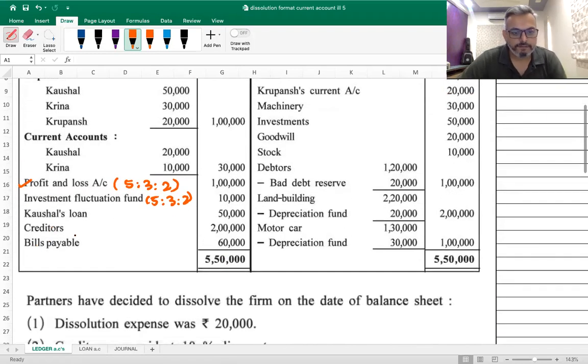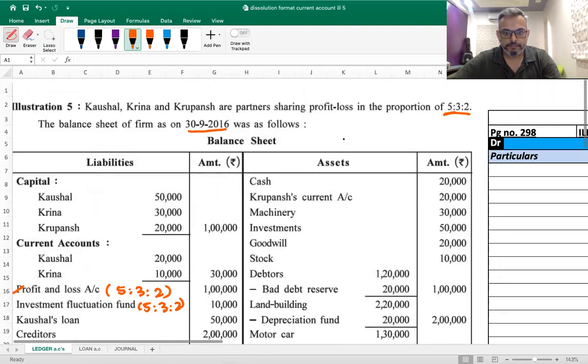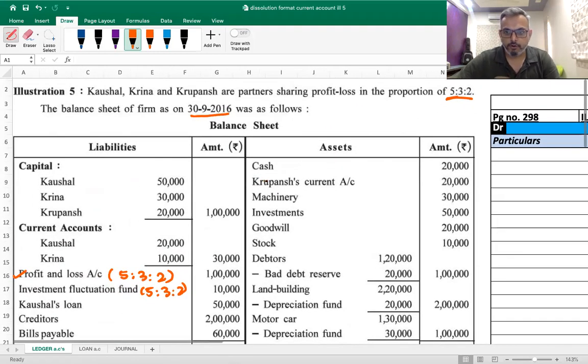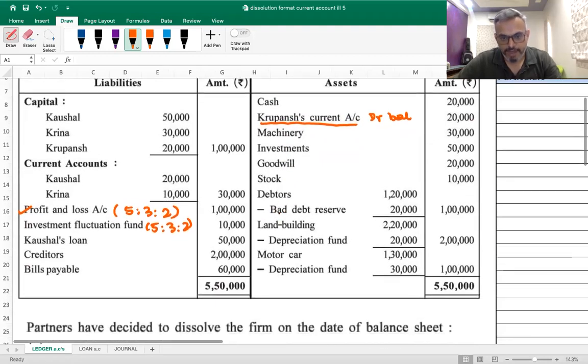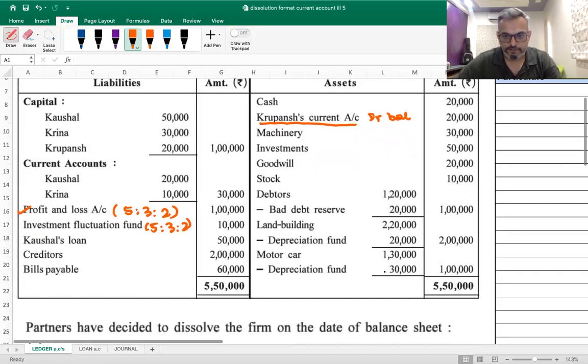Now creditors, bills payable, liability. Then on the asset side, let's check out what we have. Cash will go to cash account. Now Krupansh current account, it is a debit balance. So be careful, we have to write this along with the opening balances. Machinery, investment, goodwill, stock, debtors, bad debt reserve, land and building, depreciation fund, motor car, depreciation fund. So we have this, this and this, all the three provisions.